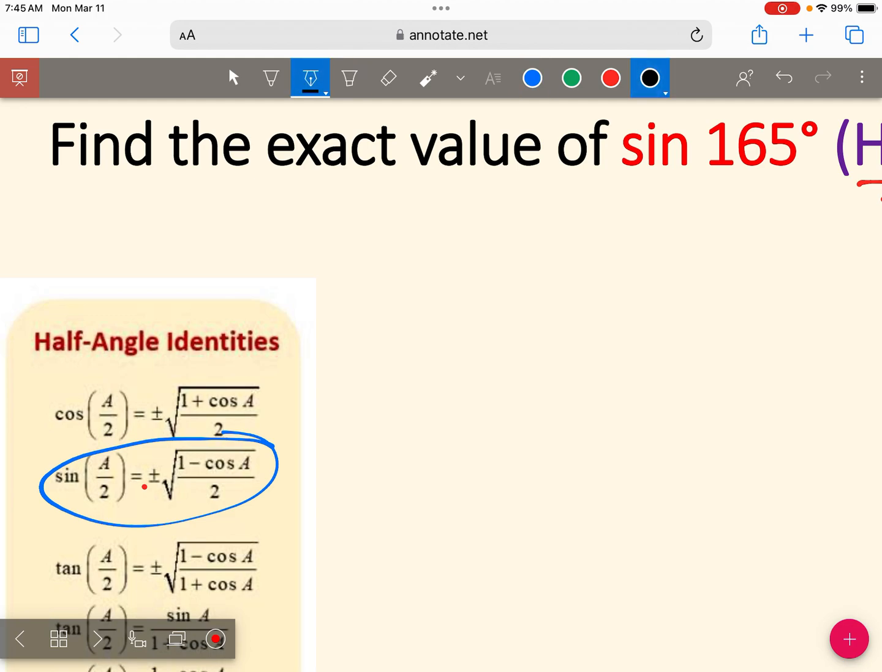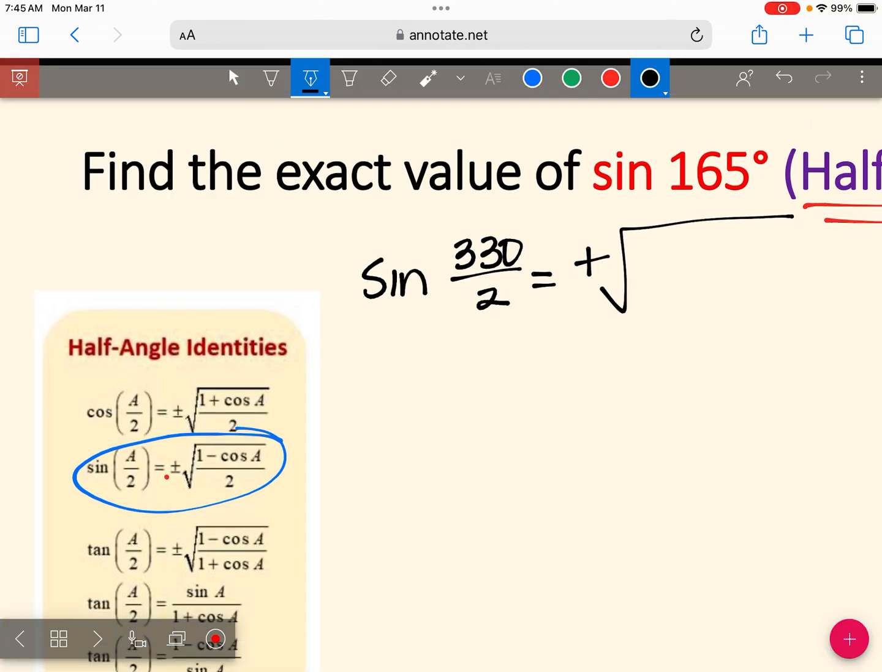So we have the sine of 330 over 2 equals, and we said it was positive, and then we have 1 minus the cosine of 330 divided by 2. And from there, you're just going to simplify. I'm going to give you a couple of minutes to try to simplify this by yourself using the steps. It's the exact same steps that we just used for the sine.